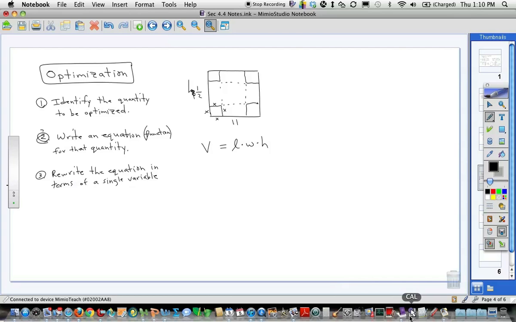A lot of times you do that. A lot of times you don't. The variable you end up with isn't even one of the variables in your original equation. It's something else that you put in, and that's fine. All right, so here we go.